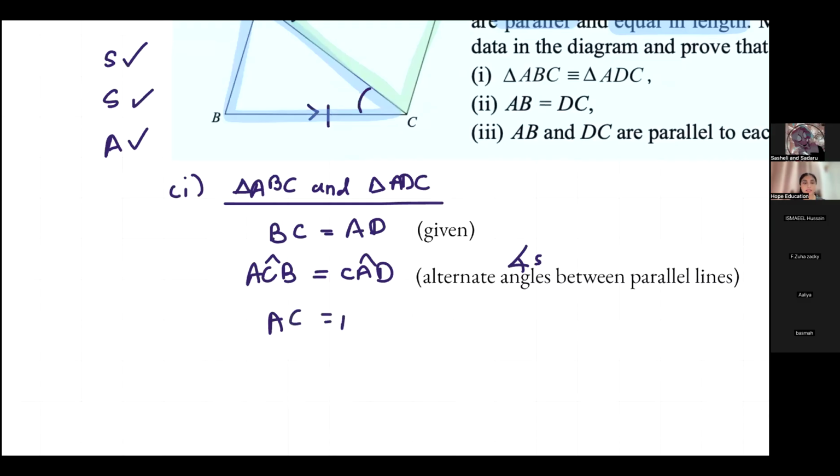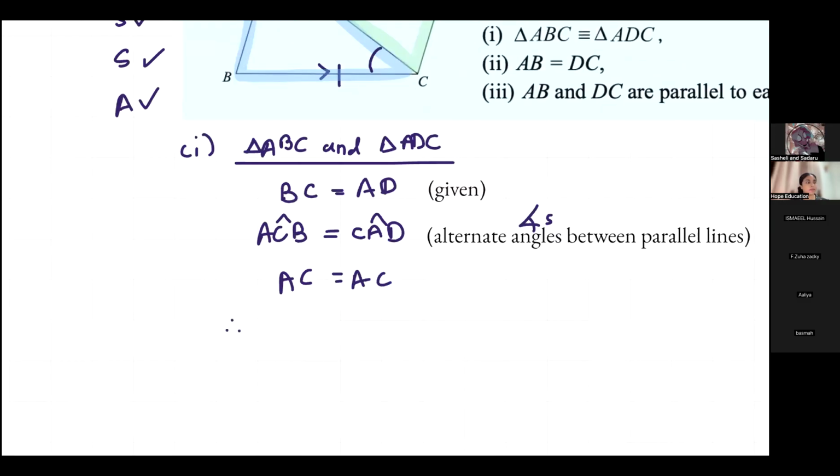Therefore, we can say triangle ABC is congruent to triangle ADC. And the case is SAS case.